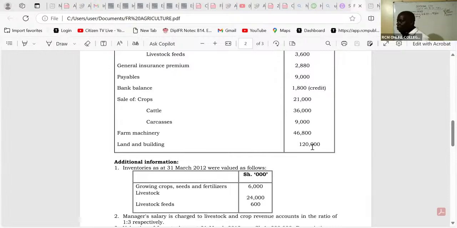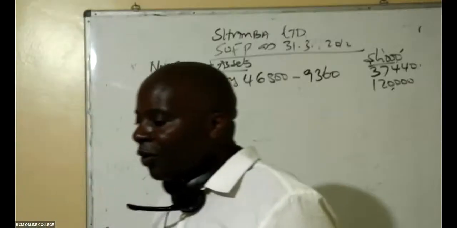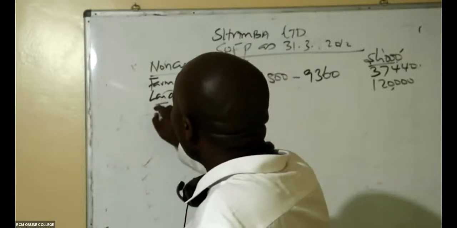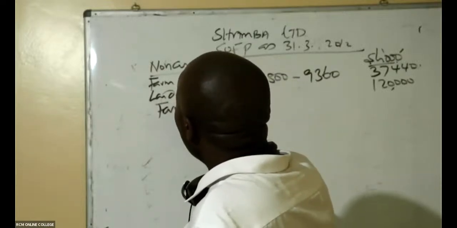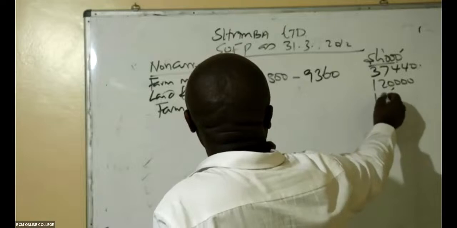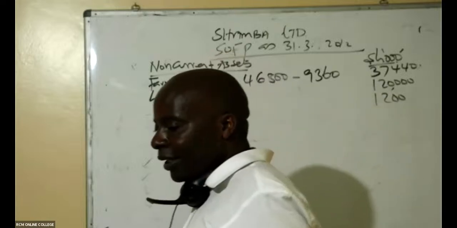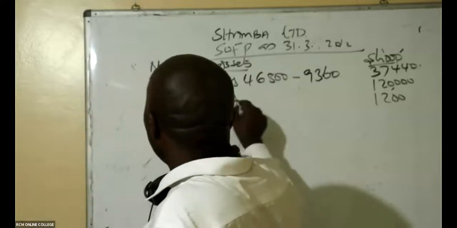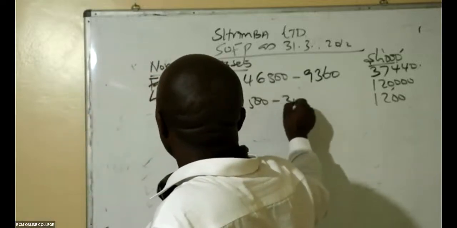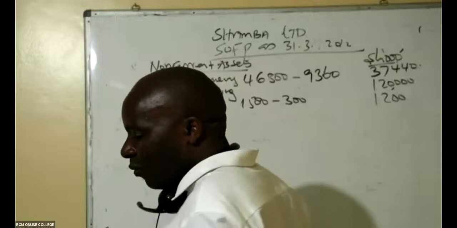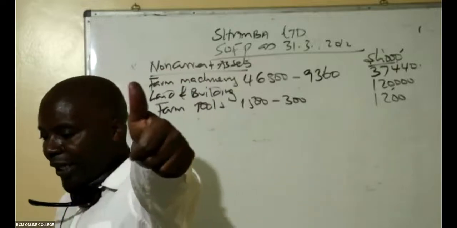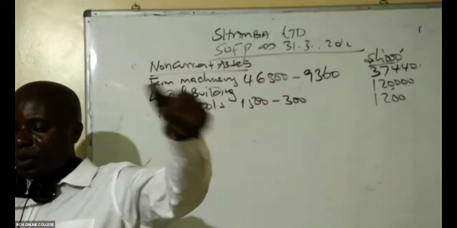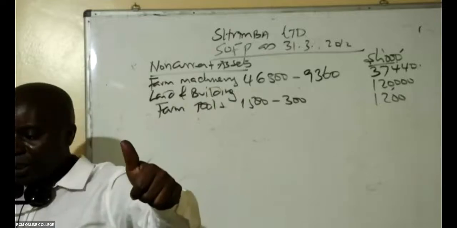After that, we also have some other non-current assets known as farm tools. If you remember farm tools, they did a valuation at the end of the year, and the value was 1,200. Or you can begin with the 1,500, then subtract the depreciation of 300 to get that 1,200. Up to here, are we okay, ladies and gentlemen?